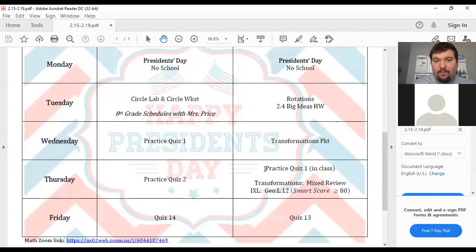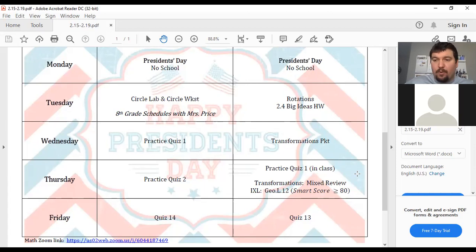On Thursday, I've got a review quiz that we're going to do in class. And then Thursday's homework is a mixed review of the transformations: the reflections, the rotations, and translations. And it's a geometry IXL. It's not in the 8th grade. It's in the geometry L.12. And you're going to get to a SMART score of 80. That would earn you a 100%. Anything that you do past 80 is extra credit. So if you take it all the way to 90 or 100, instead of putting 100% in, you may get 110% or 120% on that homework.